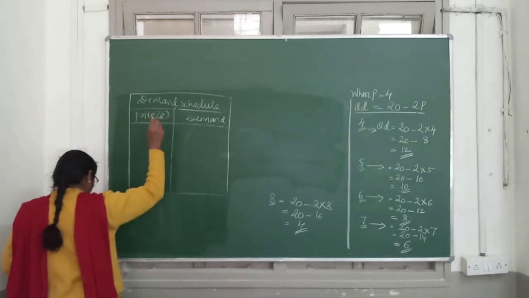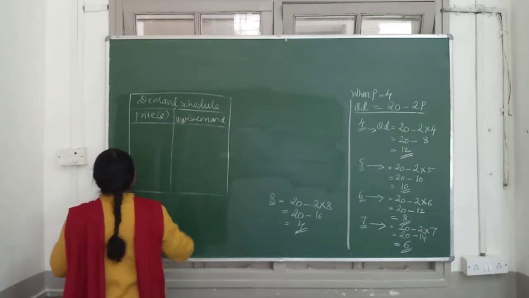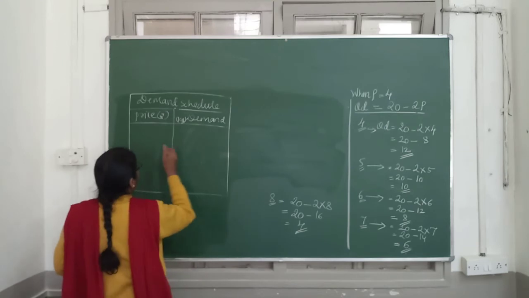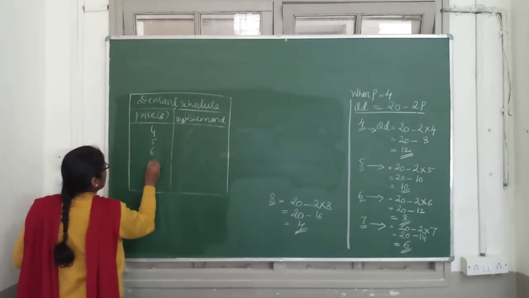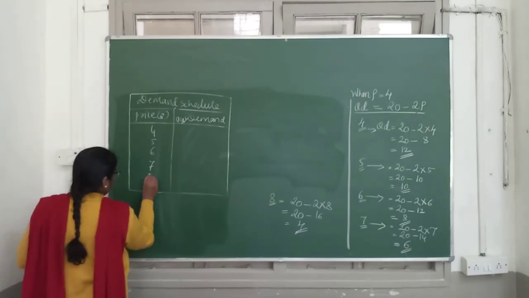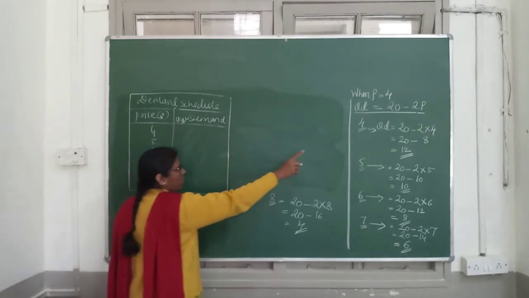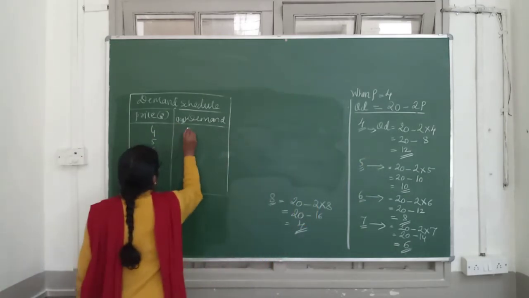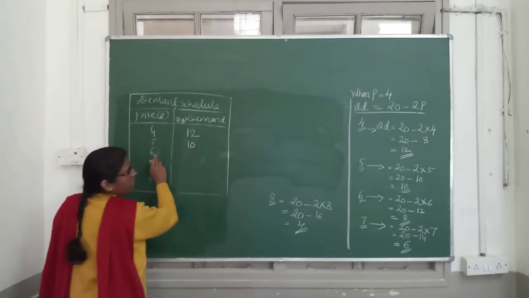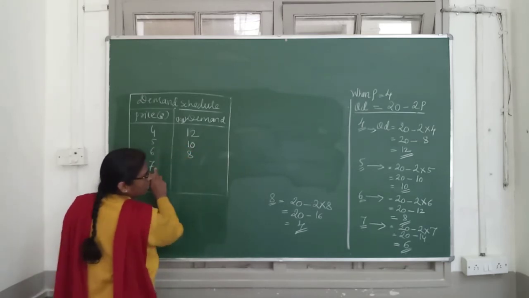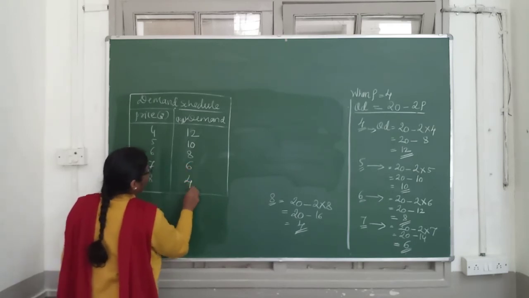Price, here in cases you write. Okay, so price is 4, 5, 6, 7 and another one, what? 8. When price is 4, what is the demand? It is 12. When 5, it is 10. When 6, it is 8. When 7, it is 6. When 8, it is 4.